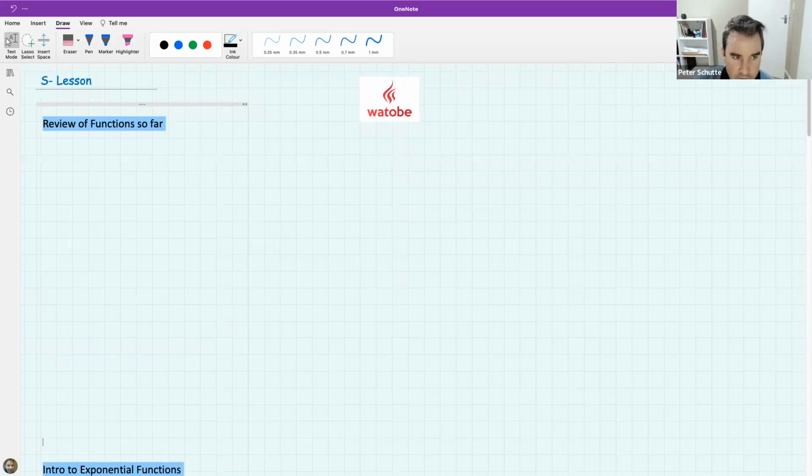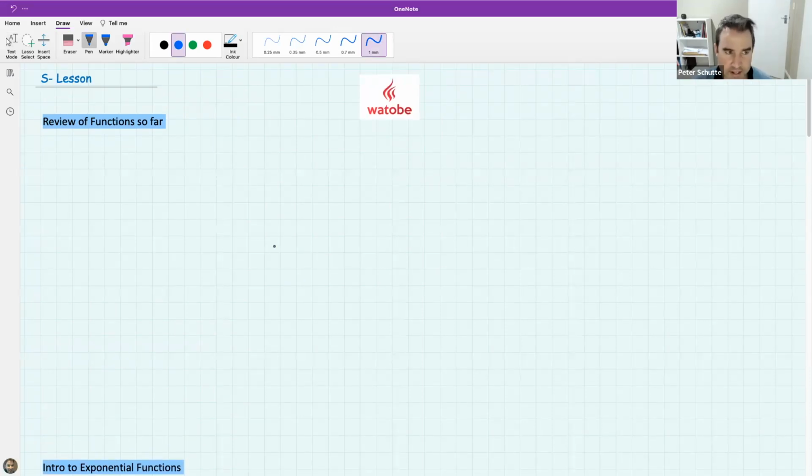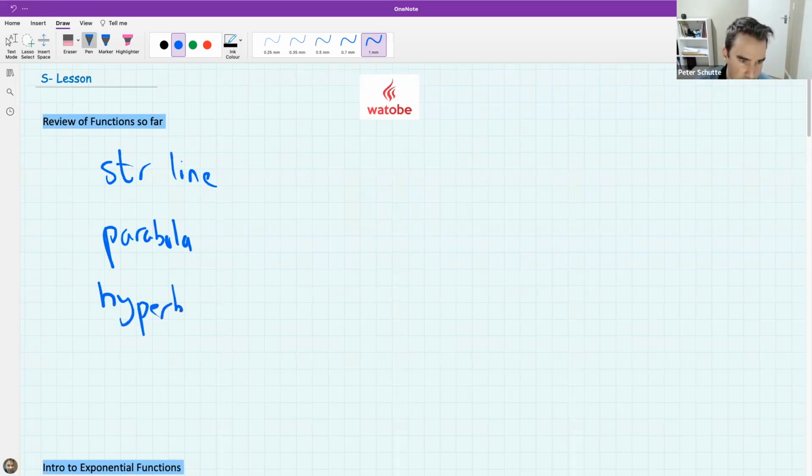So the main topic for today is what we call an exponential function. But before we get to that, I just want to do a review of what we've done in the section. So we started with straight line functions. Then we did parabolas. And then we did hyperbolas.